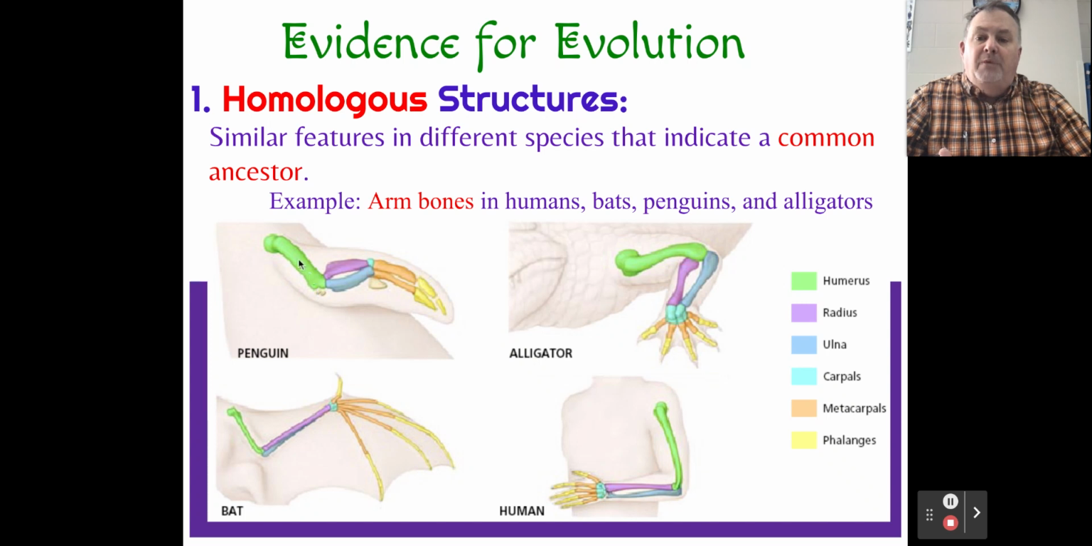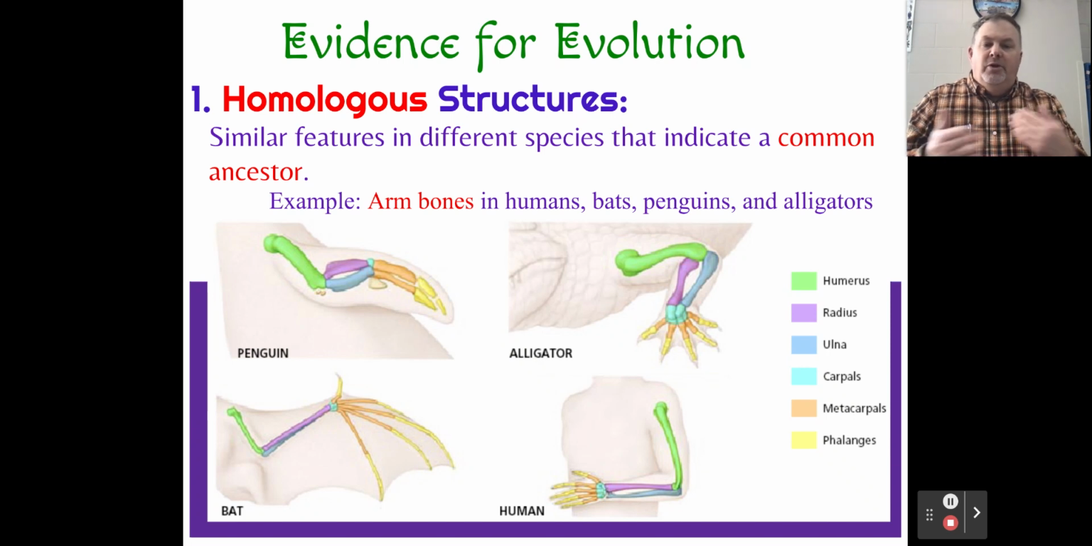We know that the penguin's thick humerus here in green is connected to the radius and the ulna in purple and blue. And you can find that same structure with the alligator, the bat, and of course with the human. And then, of course, the other bone structures that we can find in all these species, the carpals, metacarpals, and phalanges, which again would indicate that there is some similarity that exists between these vertebrates.